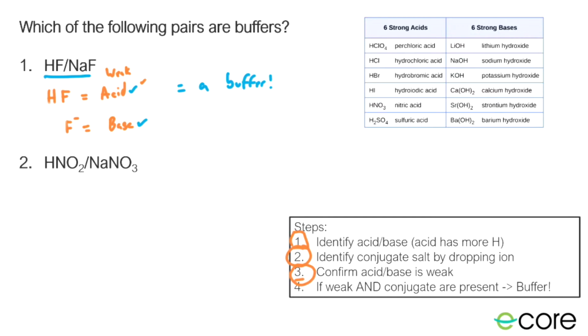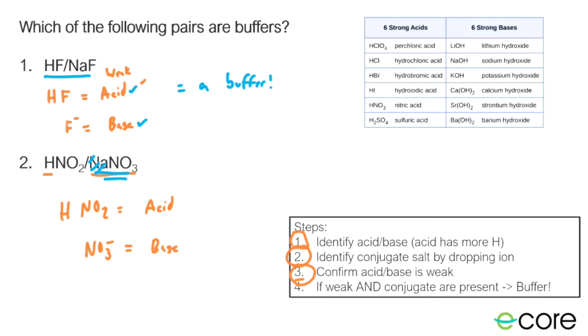Let's do the same thing with our bottom one here. Now, first, let's identify the acid. This one has an H. This one has no H's, so we know HNO2 is our acid. We'll decide later if it's weak or strong. We'll generate the conjugate by dropping off the ion. So here, sodium is our ion, and we'll be left with NO3. It will be negatively charged because our sodium is positive. So that's going to be our base.